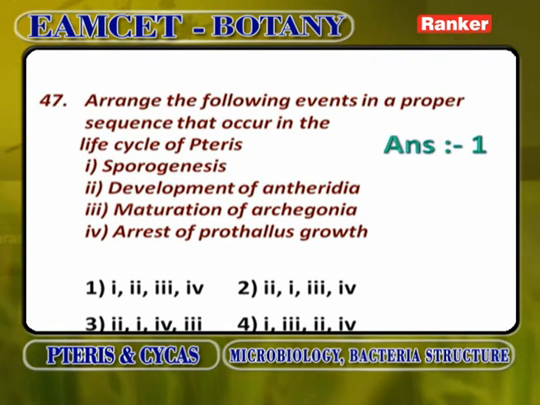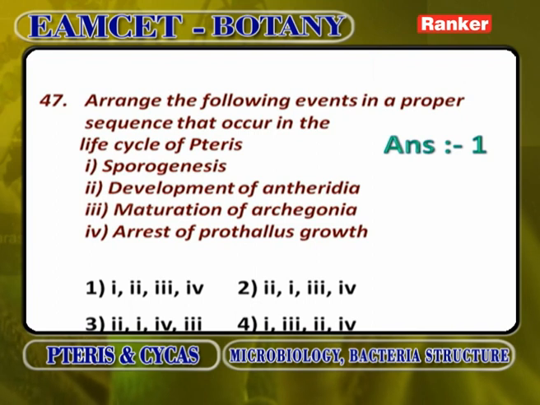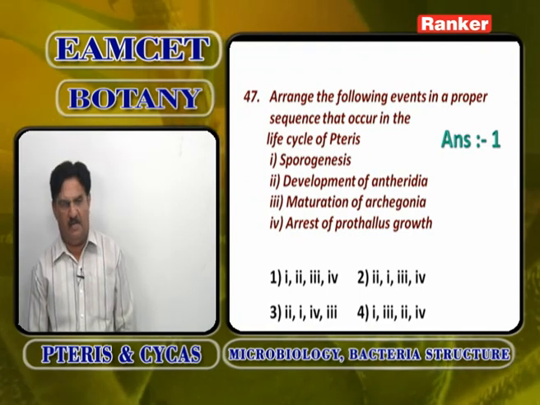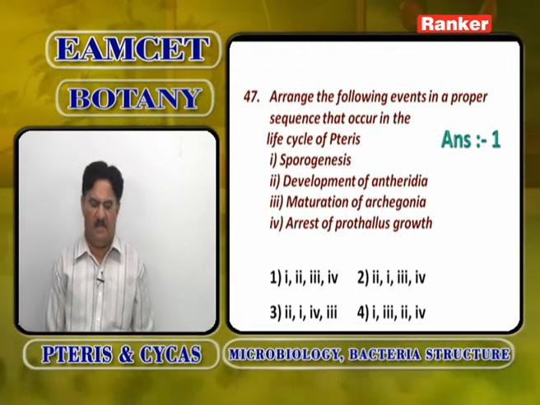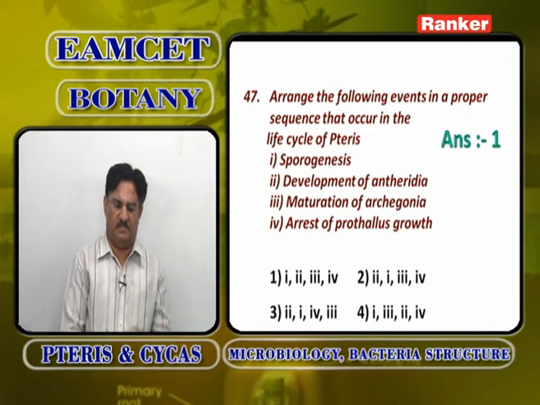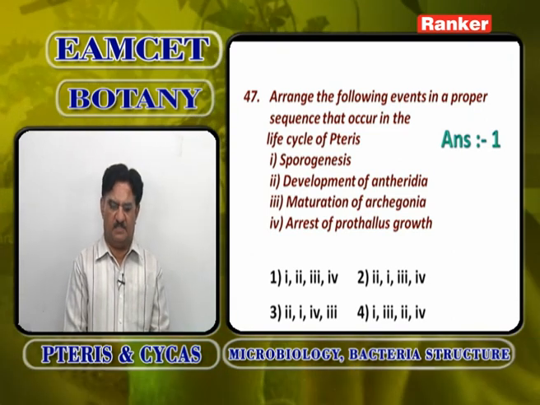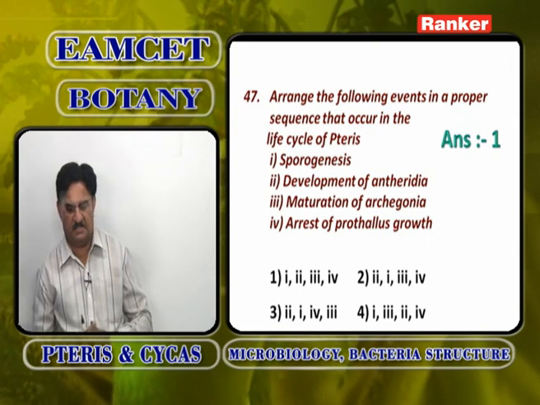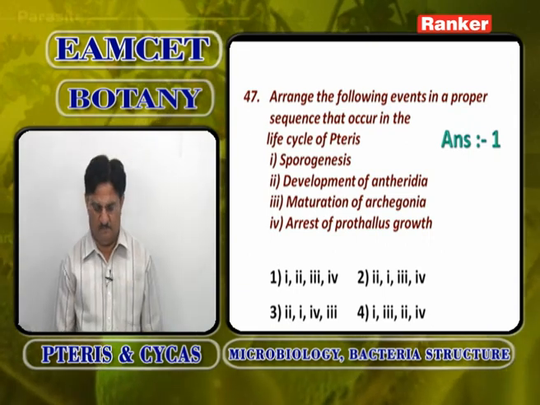Arrange the following events in a proper sequence that occur in the life cycle of Pteris. Sporogenesis, development of antheridia, maturation of archegonia, arrest of prothallus growth. First sporogenesis, spore formation, then development of antheridia, that is when prothallus is still very young, antheridia are formed, then maturation of archegonia which occurs later, and arrest of prothallus growth, development of new plant. So, the proper sequence is 1, 2, 3, 4.